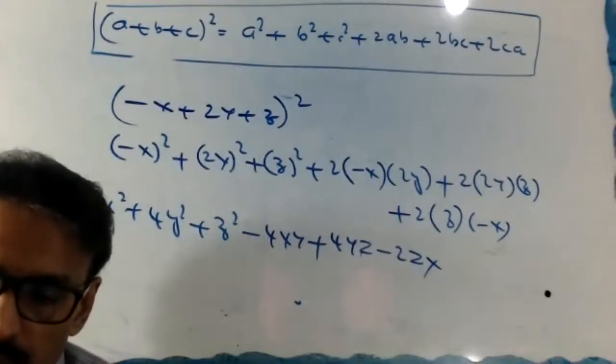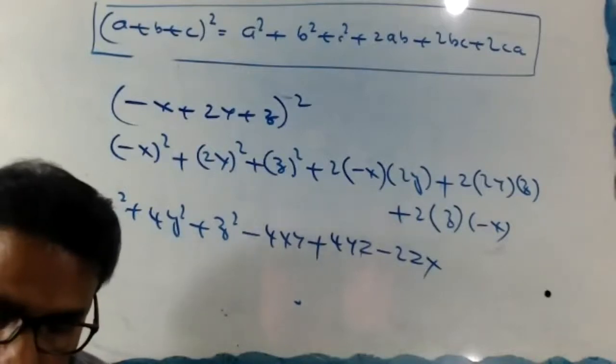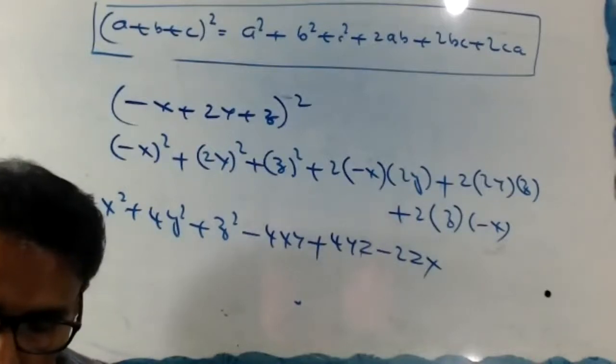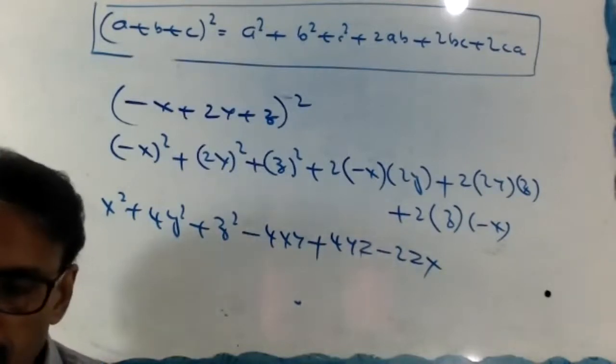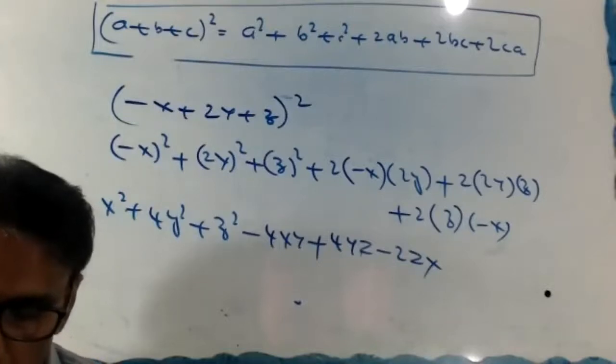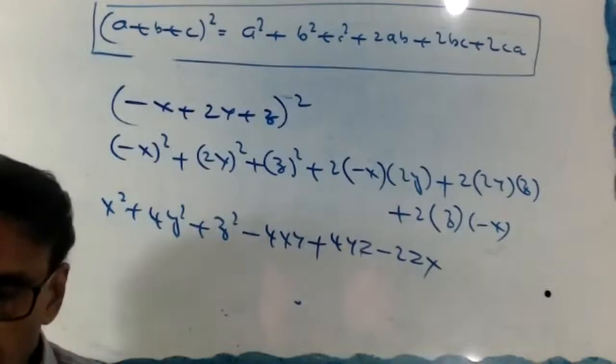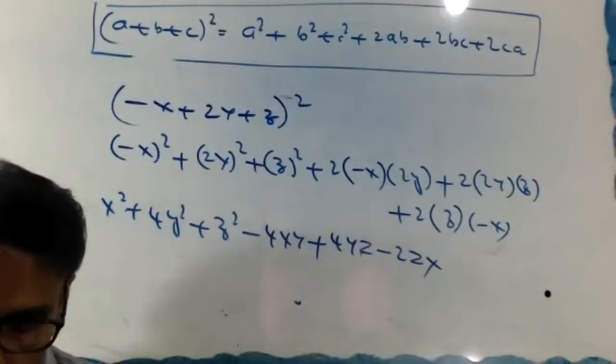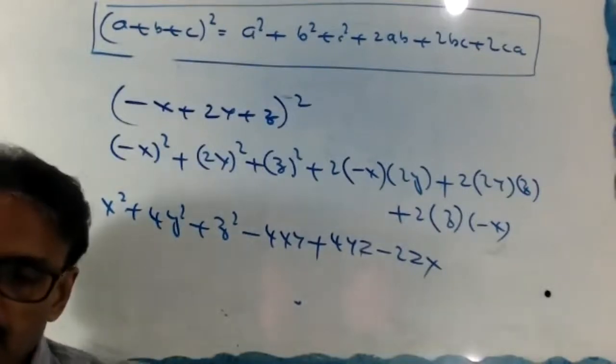Six questions. Expand each of the following using suitable identities. 1, x plus 2y plus 4z whole square. Then 2x minus y plus z whole square. Then minus 2x plus 3y plus 2z whole square. Like that, 6 questions are there. Do that one.